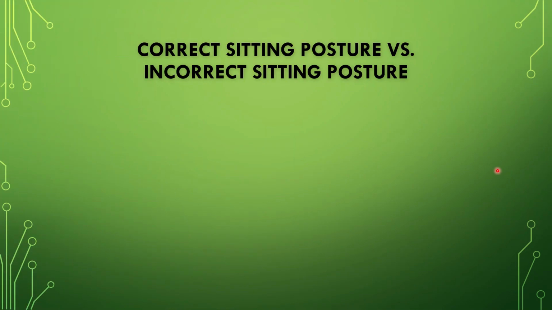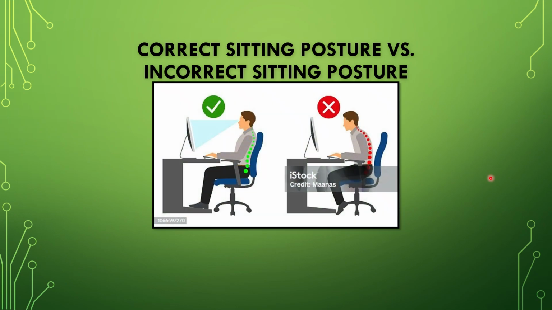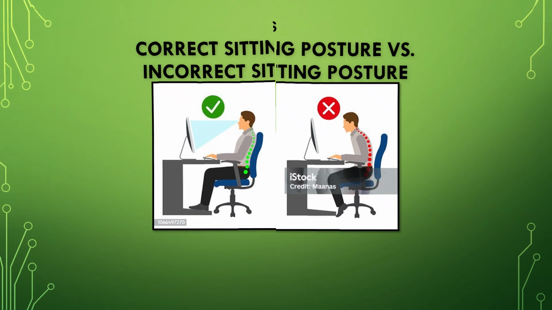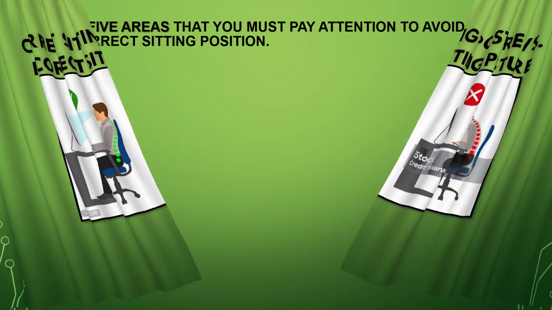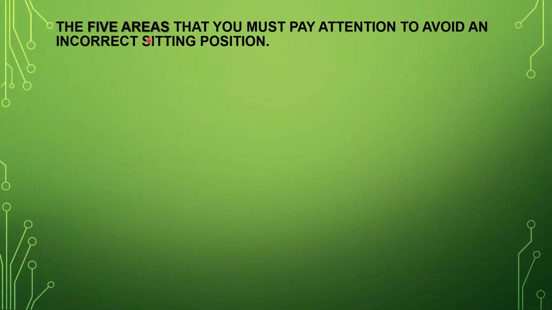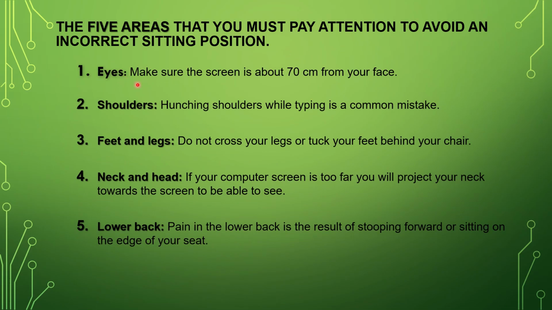Then the correct sitting posture versus incorrect sitting postures. On the left-hand side, this man is sitting correctly. And on the right-hand side, this man is sitting incorrectly. So the 5 areas that you must pay attention to avoid an incorrect sitting position is: number 1, eyes.